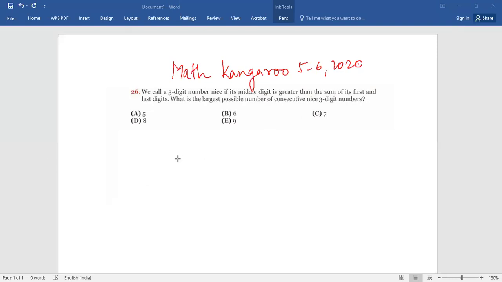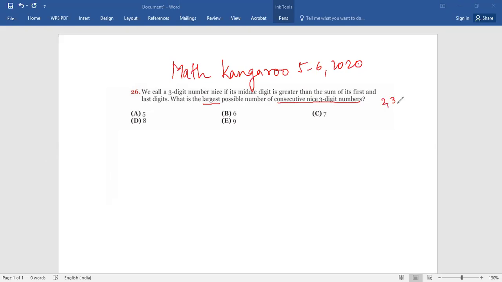Let's do question number 26 from the same paper. We call a 3-digit number nice if its middle digit is greater than the sum of its first and last digits. What is the largest possible number of consecutive nice 3-digit numbers? Consecutive means numbers which are coming one after the other.